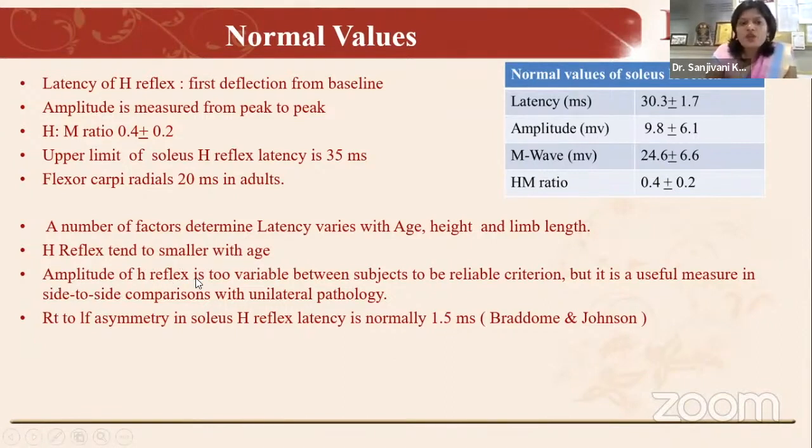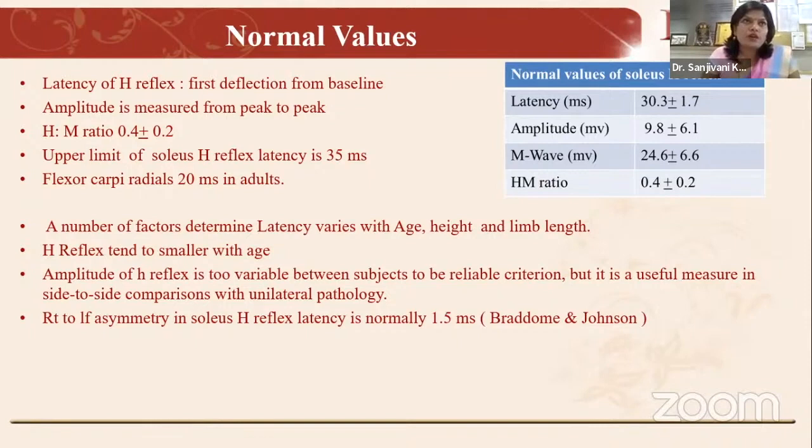Amplitude of H reflex is too variable between subjects to be a reliable criterion, but it is a useful measure in site-to-site comparison of unilateral pathology. Means, for example, in research. As such, there is no normative data. We have the normative values of H reflex, but when it is compared with your patient, that's why we will require the normal also. We always compare with the normal site.